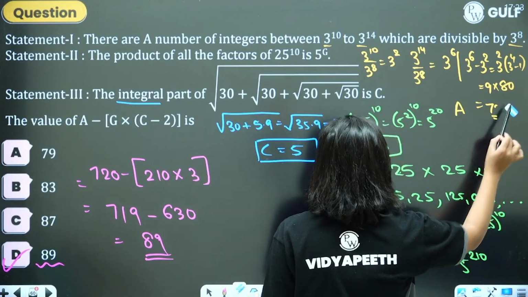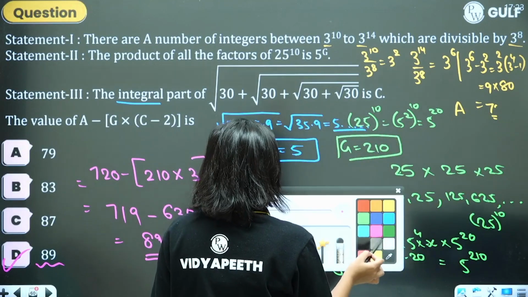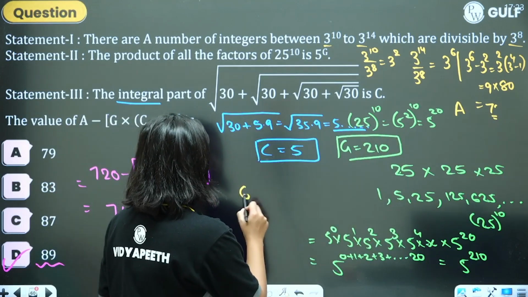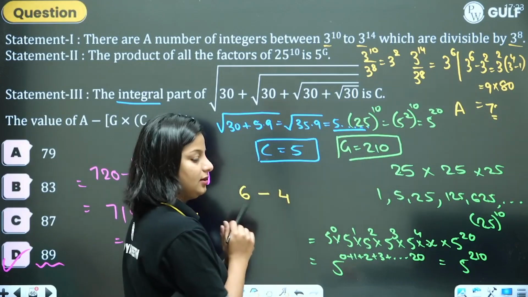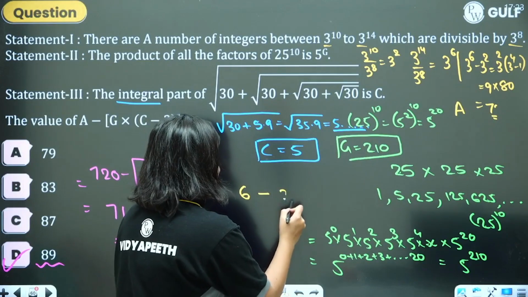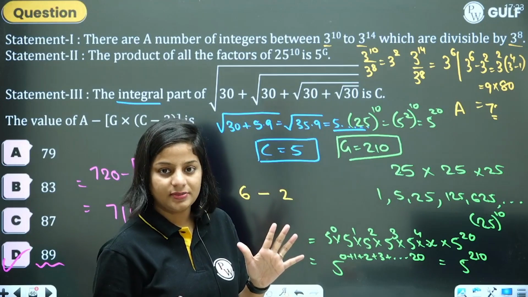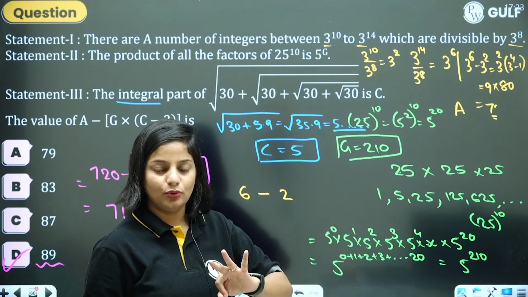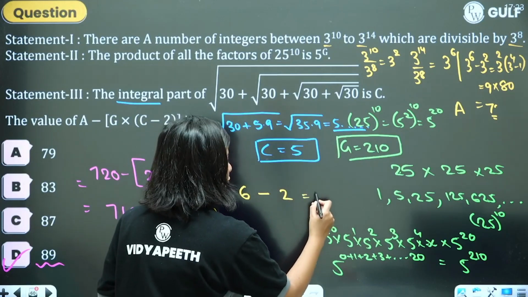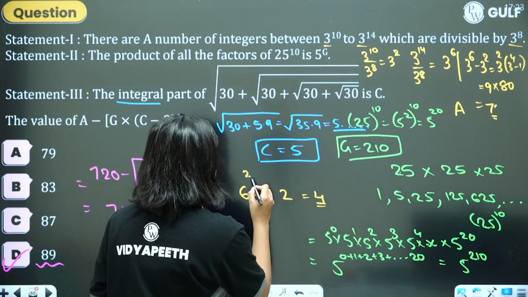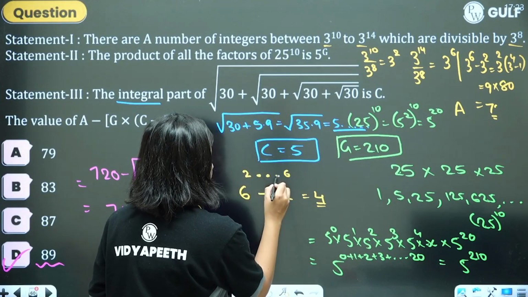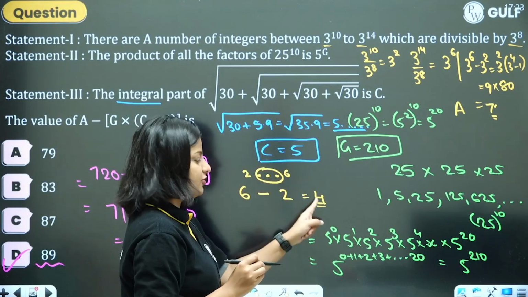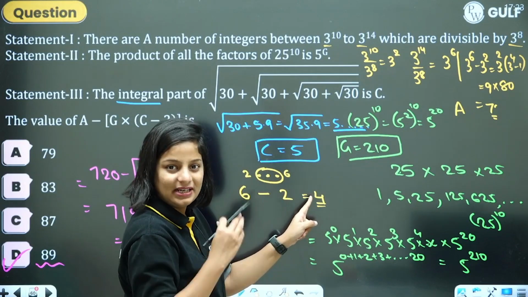Why is it 719? Because whenever you're counting, how many terms are there between 6 and 2? 3, 4, 5. Only 3 terms are there. But when you do 6 minus 2, you get the answer as 4. Between 2 and 6, there are only 3 terms: 3, 4, 5. But on subtraction, you get one more, right? That is the general thing.